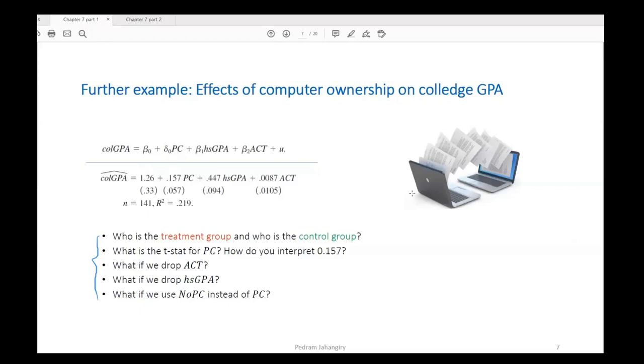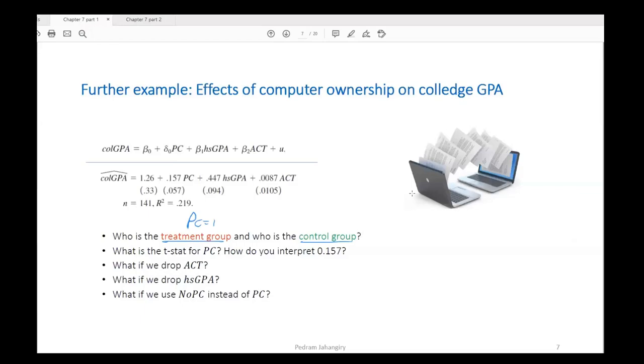Who is the treatment group? Okay, there is a new terminology here. Treatment group versus control group, right? So we want to see who is the treatment group, who is the something we call control group, okay? The treatment group are the ones that we are treating, we are doing something to them, right? So the treatment group here is when PC is equal to one, okay?